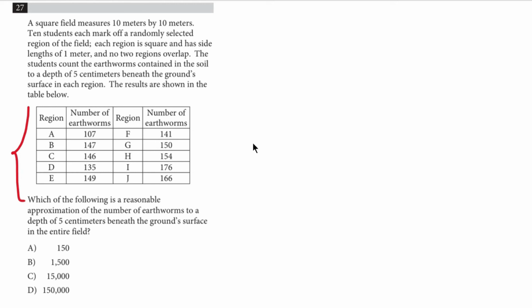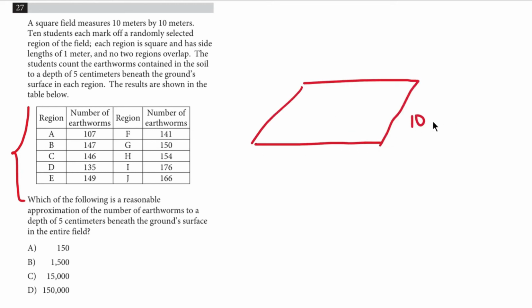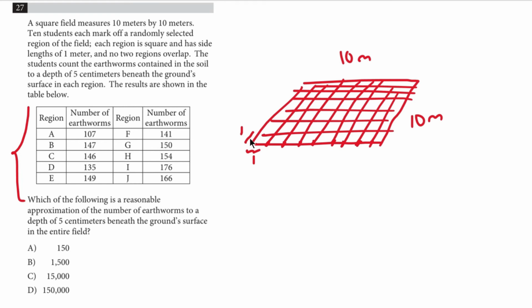Now you have to understand that what the students did is they had a 10 meter by 10 meter field, and they marked it 1 meter by 1 meter. So they separated that field into 10 even points, and out of 100 1 by 1 square regions like this, there were only 10 of them that were observed. So out of 100 regions like this, only 10 of them were observed. And 10 out of 100 contained the sum of these worms. So 107 plus 147 plus 146 plus 135 up until 166. Let's first of all sum everything here. This gives me approximately 1471.